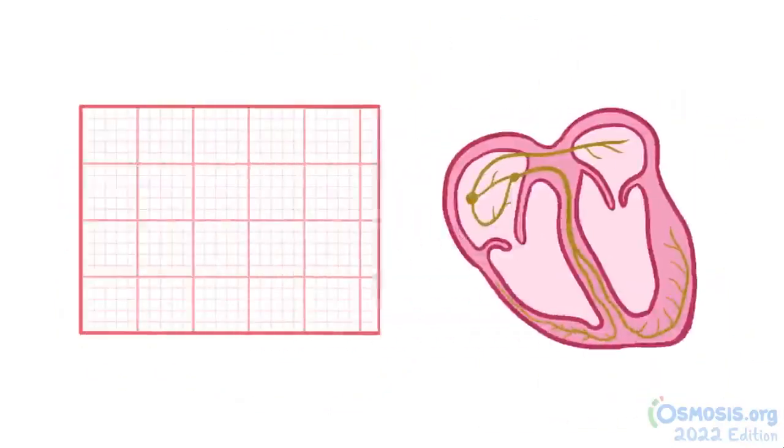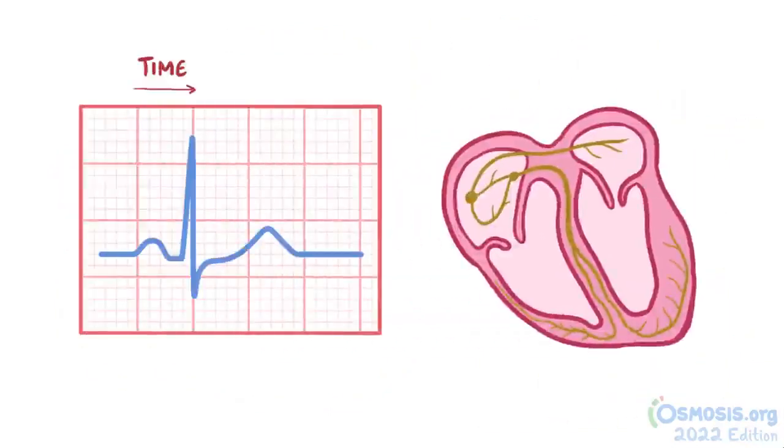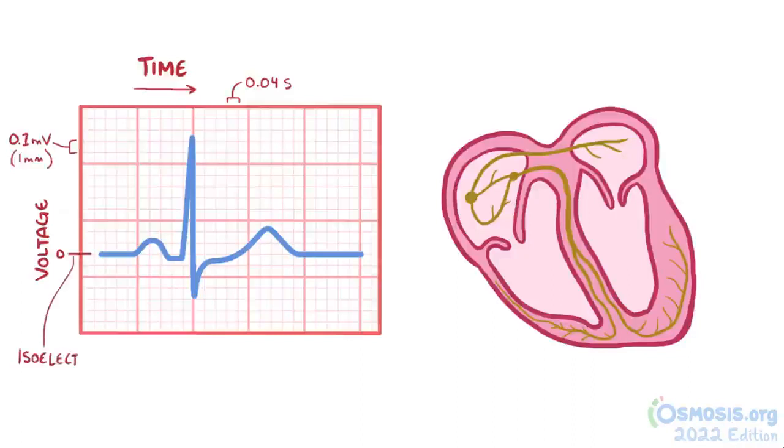Now, the ECG measures changes in time on the x-axis, where one small box is 0.04 seconds, and voltage on the y-axis, with each small box being 0.1 millivolts, sometimes called 1 millimeter. And 0 is called the isoelectric line. And so the tracing shows positive or negative deflections away from this line.